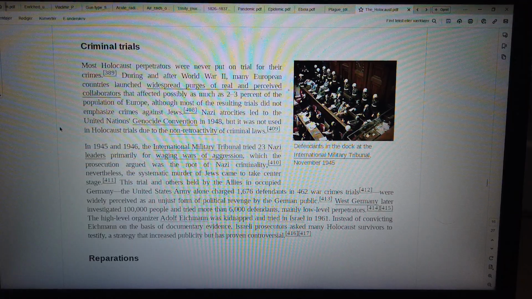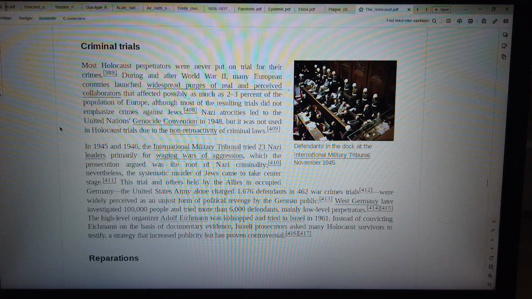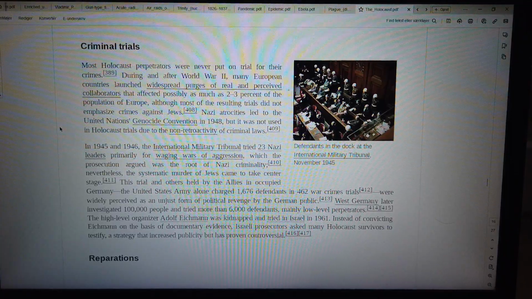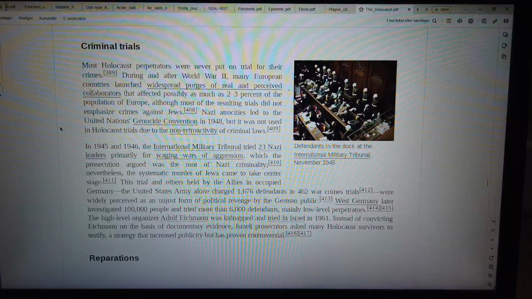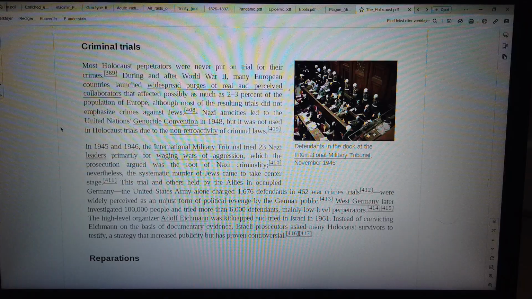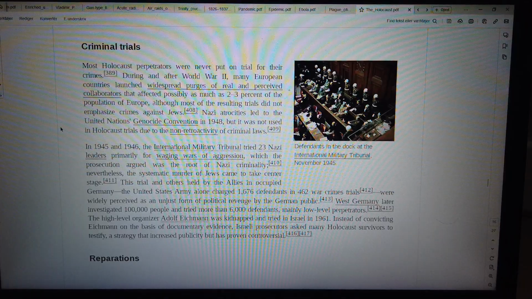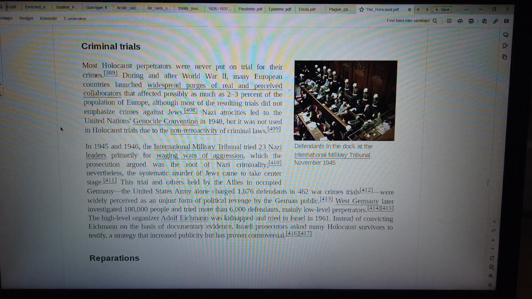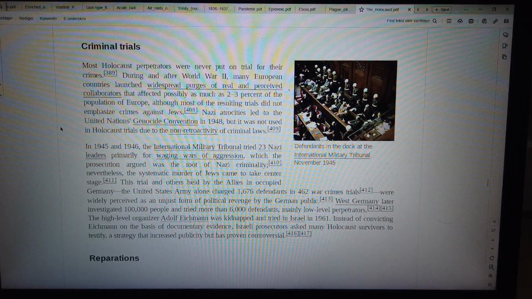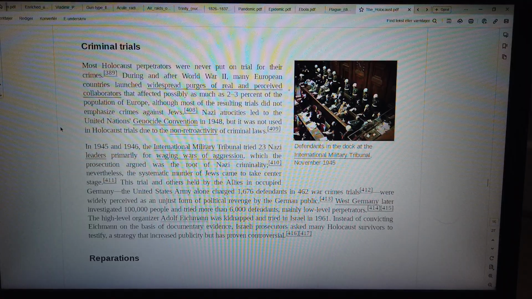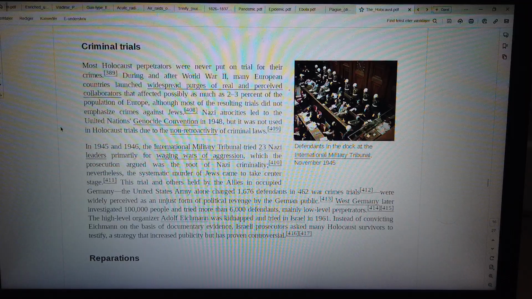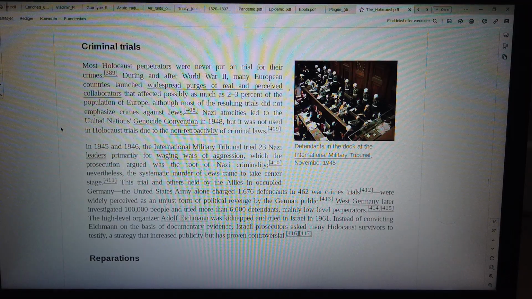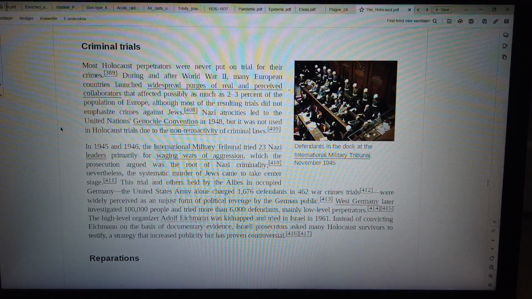West Germany later investigated 100,000 people and tried more than 6,000 defendants, mainly low-level perpetrators. The high-level organizer Adolf Eichmann was kidnapped and tried in Israel in 1961. Instead of convicting Eichmann on the basis of documentary evidence, Israeli prosecutors asked many Holocaust survivors to testify, a strategy that increased publicity but has proven controversial.